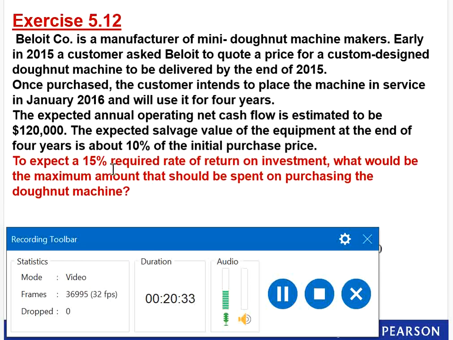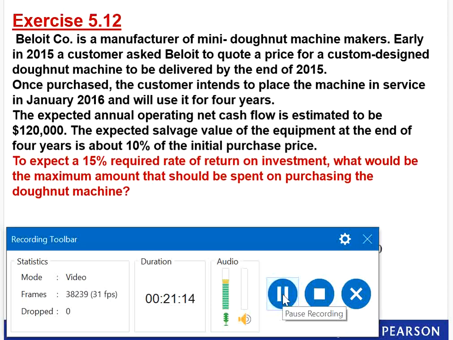Very important information. To expect a 15% required rate of return on investment, what would be the maximum amount that should be spent on purchasing the donut machine? I'll pause for a little bit. You need to think about what the method should be and how we are going to decide. In this question, the net present worth method says present worth equals minus cost plus present value of all cash flows. But how much must we pay?